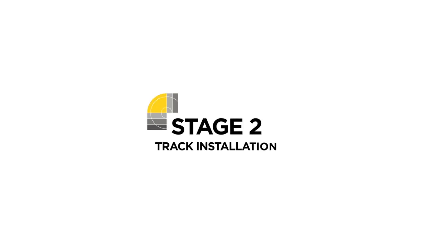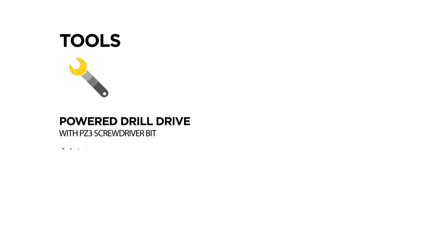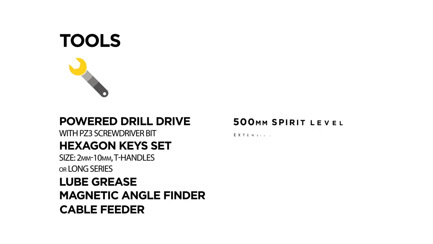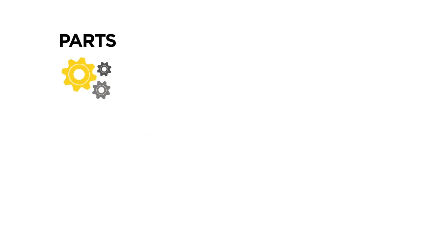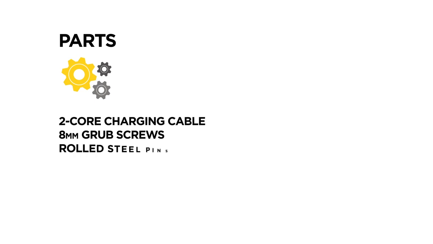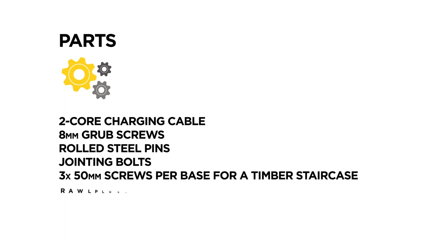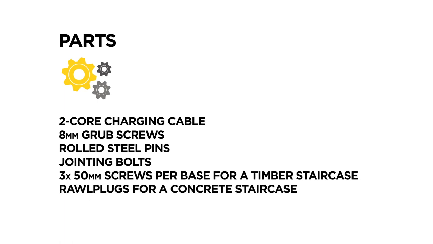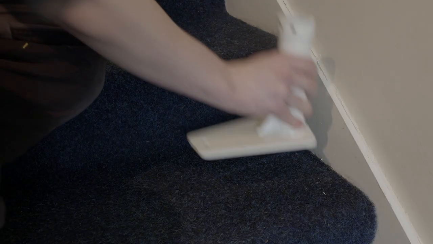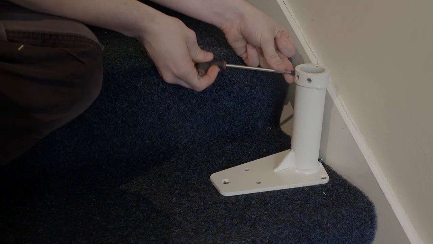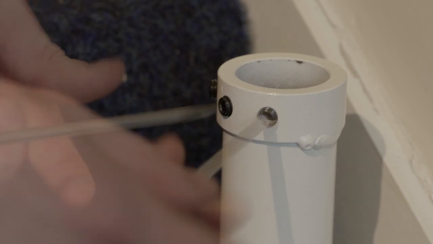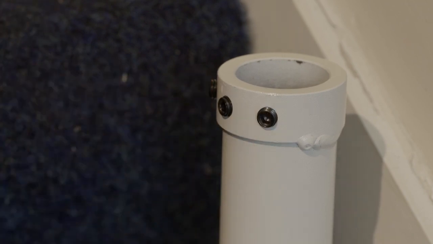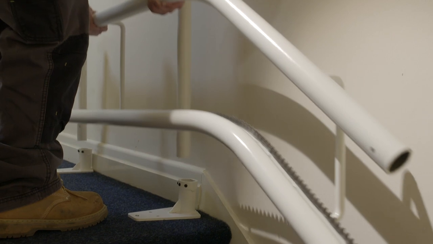Stage 2. Track installation. Fit the 8mm grub screws to each of the leg bases, making sure they do not project into the inside of the base. Then place the bases in the position shown in the installation drawing. Starting at the top of the stairs, place each rail section on the stairs in the correct leg base.